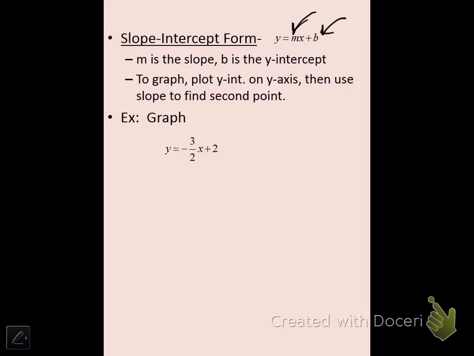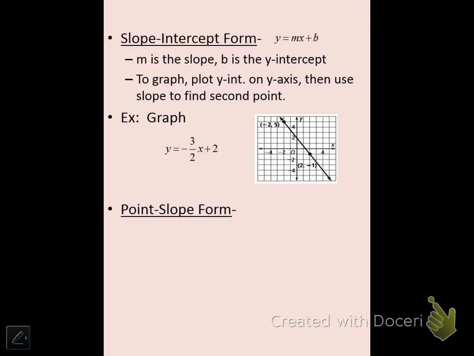So if I'm graphing this equation, it's going to look something like this. It's going to start at that 2, because that's where you begin. So b, where you begin. And then we're going to go down 3 to the right 2 to get that next point, or we could go up 3 to the left 2. Okay, we notice that it is a negative slope, so it should be decreasing, so it should be going that direction, and it is.